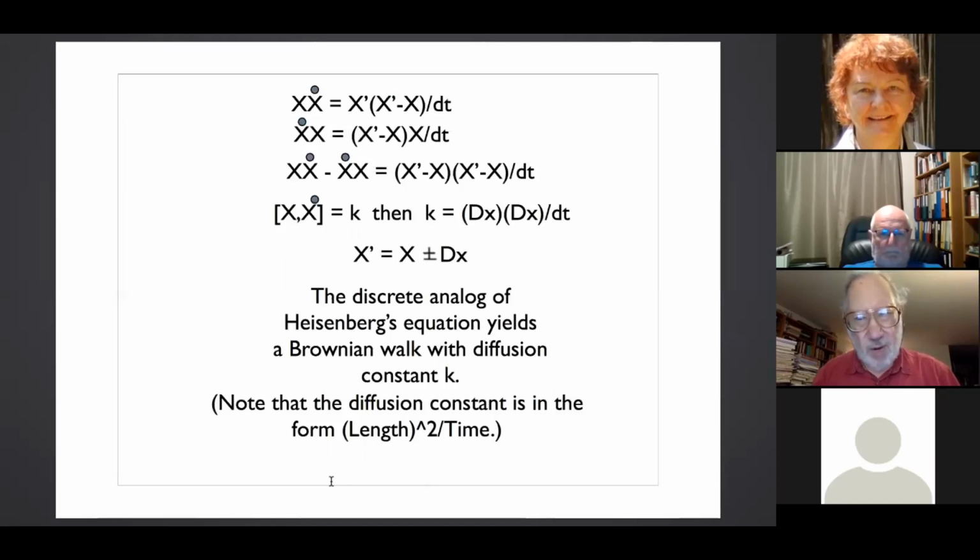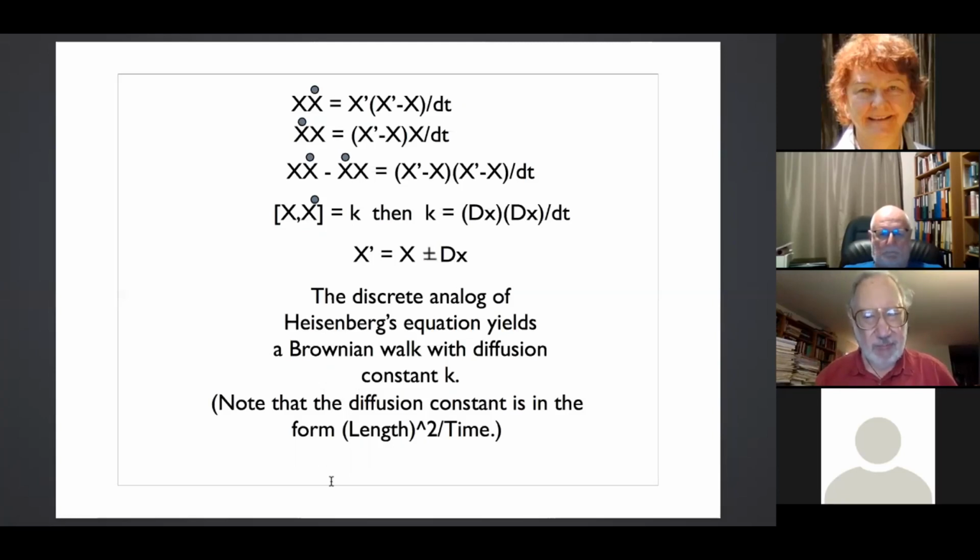So we have that if we took x x dot equal to a constant, then the change in x squared divided by the change in time would be that constant. And then you could think of a solution to that where the new x is x plus or minus that step. And this is a discrete analog of Heisenberg's equation. And the solution I'm suggesting to you is a Brownian walk, a random walk. And the diffusion constant for that walk is, by definition, the square of the step length divided by the time interval.